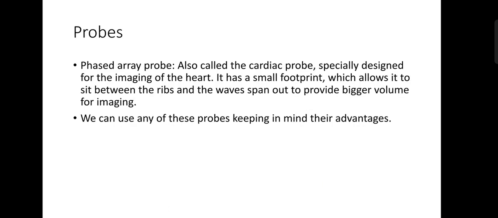The phased array probe, also called a cardiac probe, is specially designed for imaging of the heart. It has a small footprint which allows it to sit between the ribs, and the waves span out to provide bigger volume for imaging. We can use any of these probes keeping in mind their advantages.